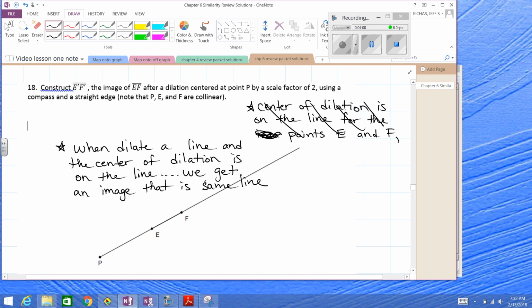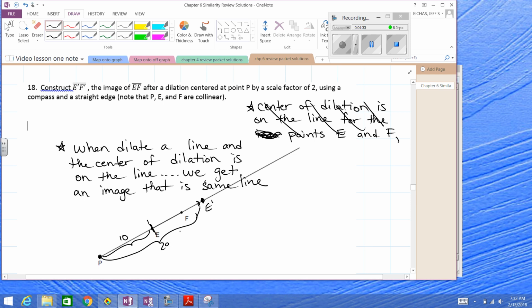So basically, P is the center of dilation. We're going to dilate both E and F by a scale factor of 2. So whatever this distance is, let's say it were 10, we're going to take this distance here and turn it into 20. So I would guess right about there. That would be where E prime would land. Now, it's still on the same line, which is what this idea is. So from here to here is going to be 20.